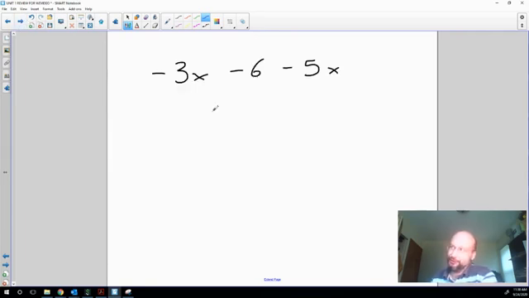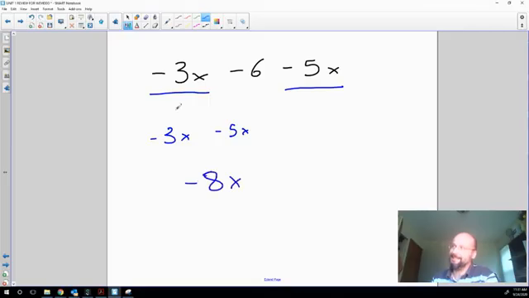So this one gets a little tricky. You have a -3x minus 6 minus 5x. So you have x twice. So you can combine -3x and -5x. And if you combine -3x plus -5x, you get -8x. -3x minus 5x is -8x. And then this -6 comes down. Remember, if you're getting confused with the negatives and the positives, you can always use Desmos.